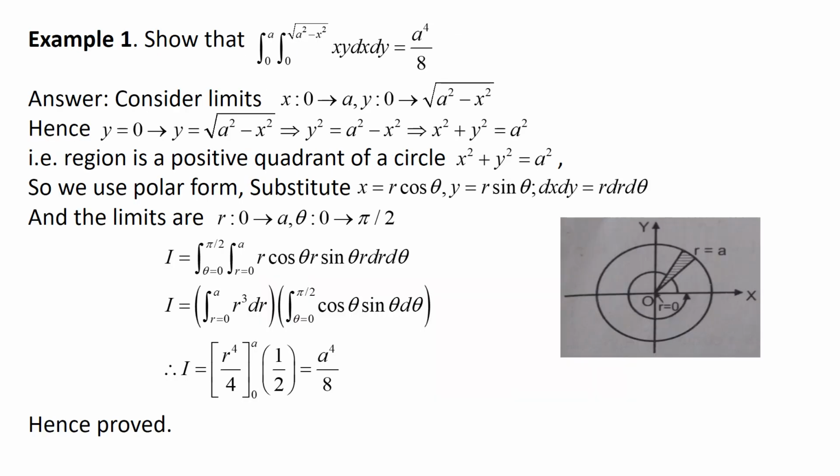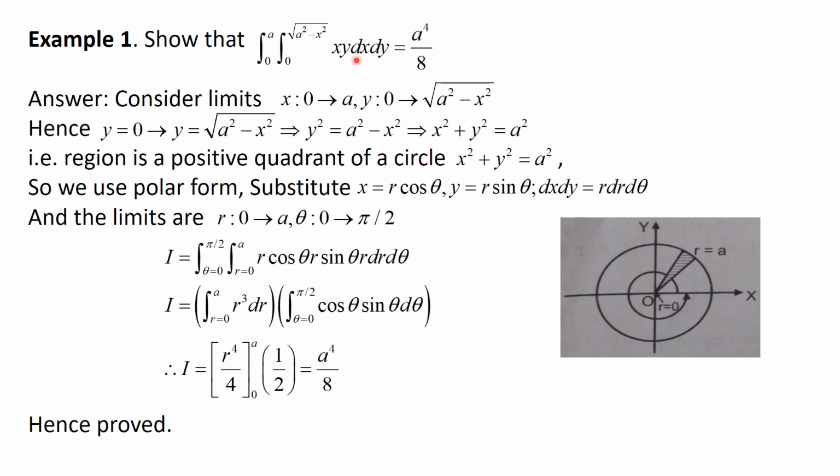Now we'll see the examples based on conversion to polar forms. So see the first example. Show that integral from 0 to a, integral from 0 to root of a square minus x square of xy dx dy is equal to a raised to 4 upon 8.